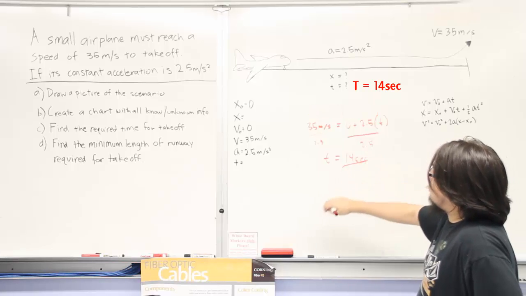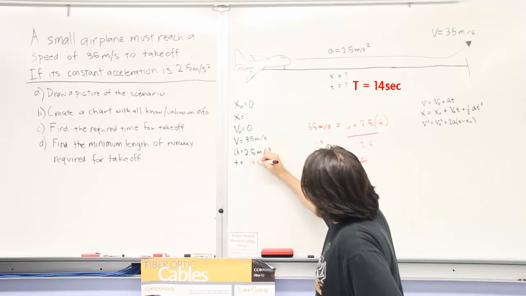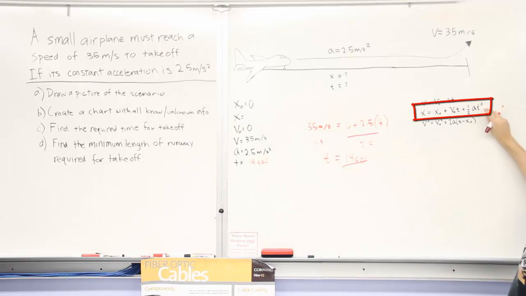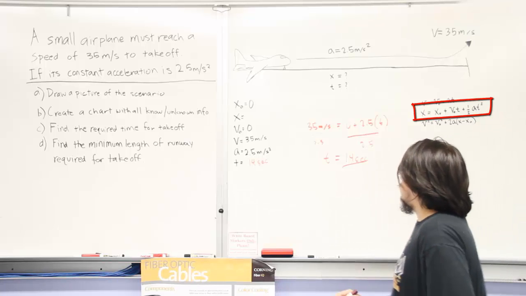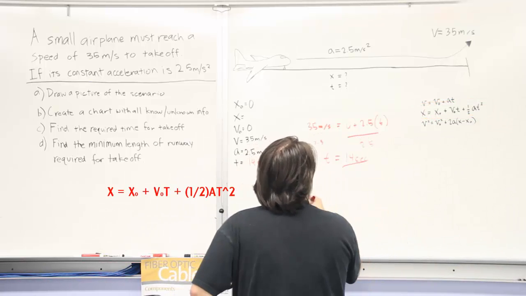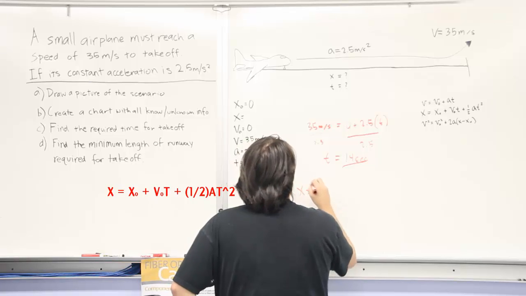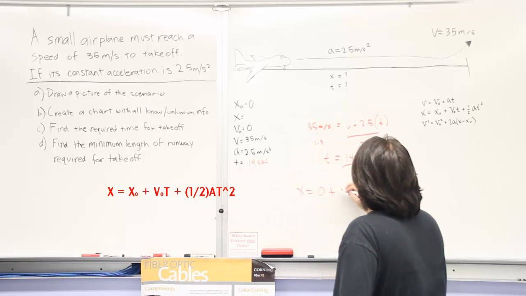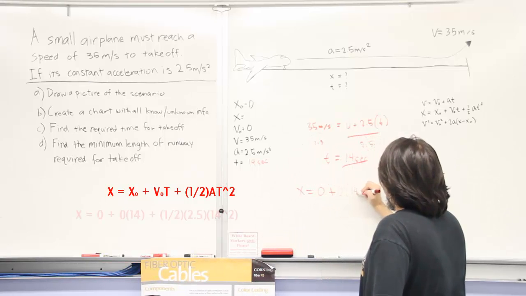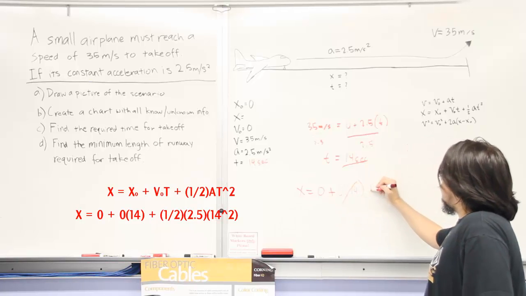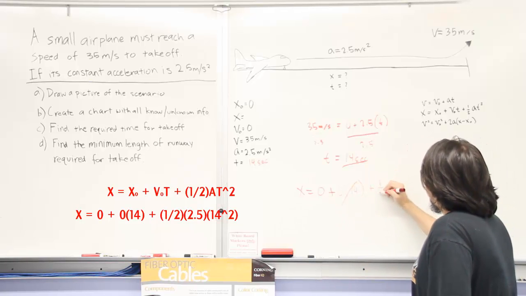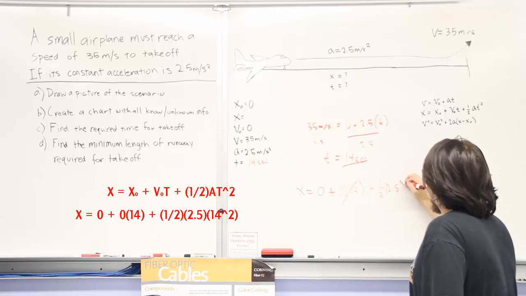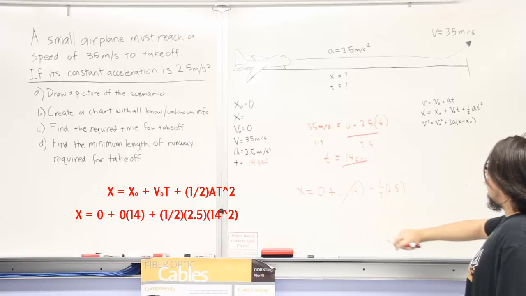So after we have our time, we plug that into our chart right here, and solve for the length of the runway using our other kinematics equation. So we would just plug that into our kinematics equation. x equals the initial starting point, which is 0, plus the initial velocity multiplied by time. 0 times 14 ends up canceling out, plus 1/2 of the acceleration, 2.5 meters per second squared, multiplied by time squared.